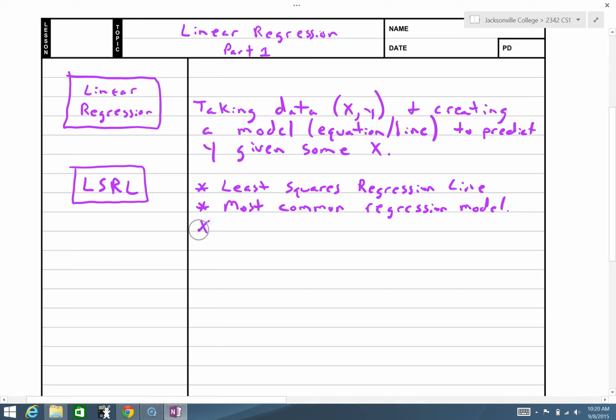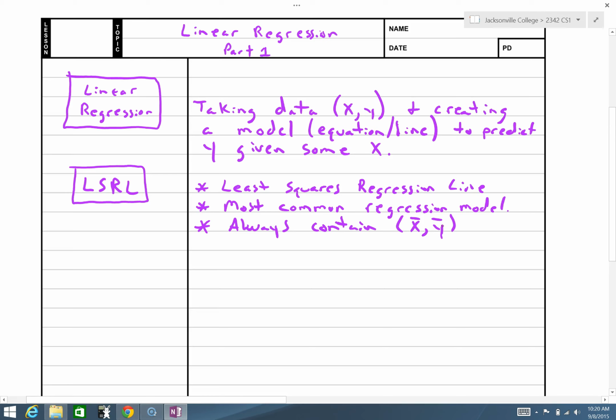This line will always contain the point x bar, y bar. X bar, y bar, that's the average x, the average y, mean x and mean y. This makes perfect sense. This line is going to be essentially drawn through the center of our data, and this is the true center point, the average x and the average y, the point that's essentially most in the middle of our scatter plot.